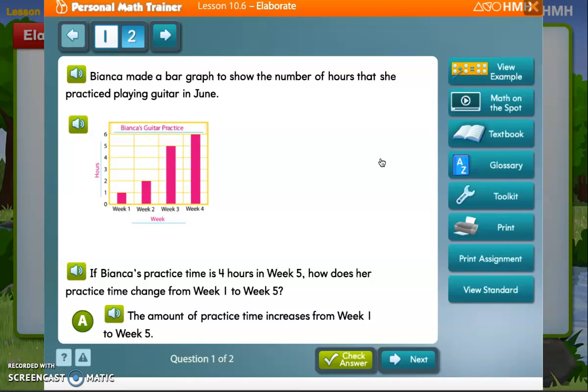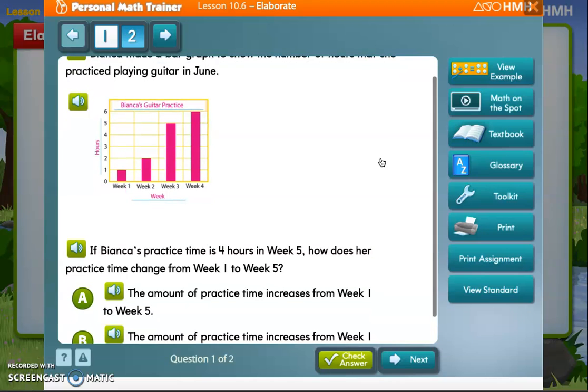So number 1 says Bianca made a bar graph to show the number of hours that she practiced playing guitar in June. If Bianca's practice time is 4 hours in 5 weeks, how does her practice time change from week 1 to week 5?